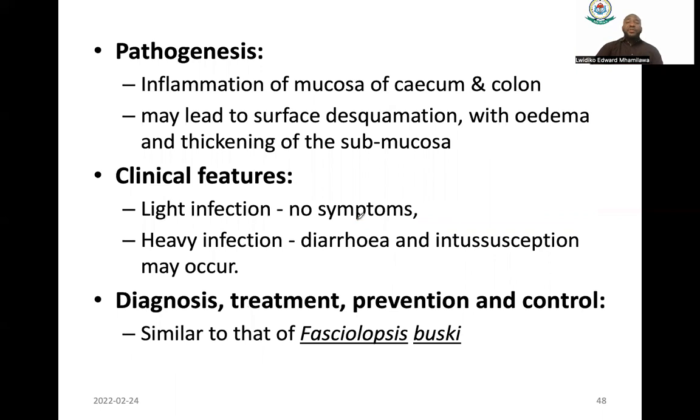Inflammation of the mucosa occurs in the cecum and the colon. It may lead to surface desquamation with edema and thickening of the submucosa because of their presence. Light infections don't have symptoms, but heavy infections cause diarrhea, and even intussusception might occur in very heavy infections. Diagnosis, treatment, and prevention and control are similar to those of Fasciolopsis buski.